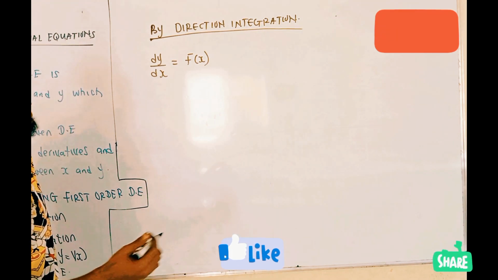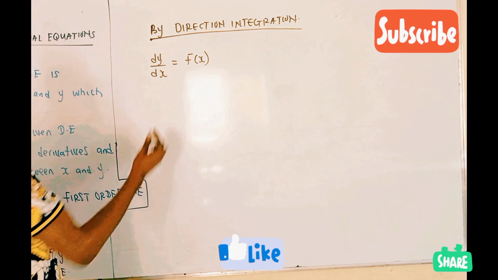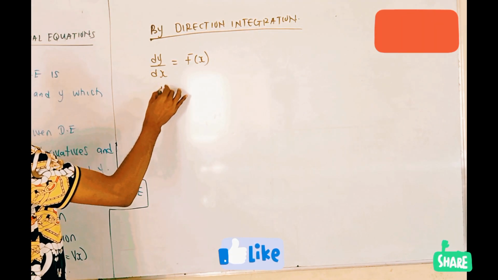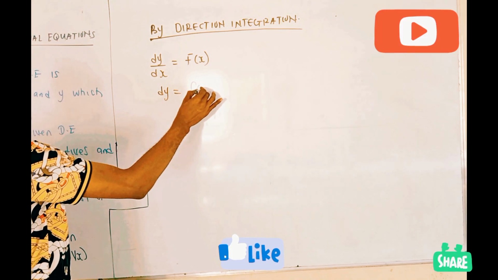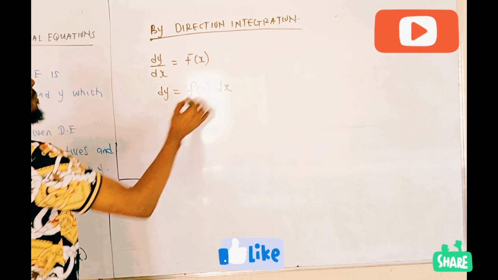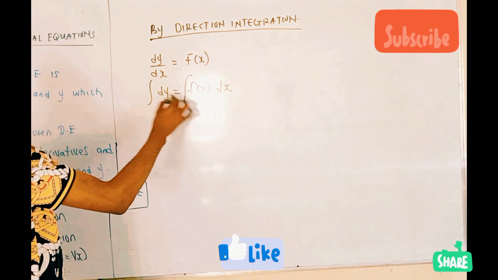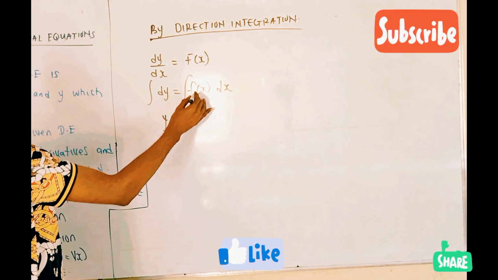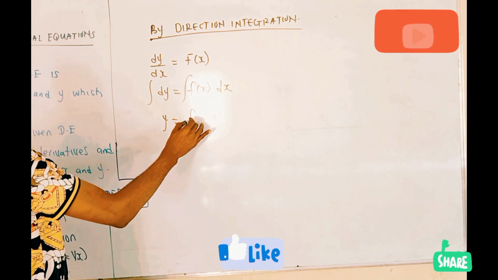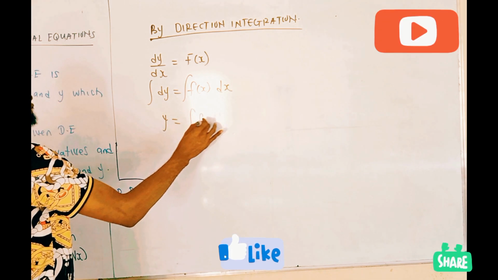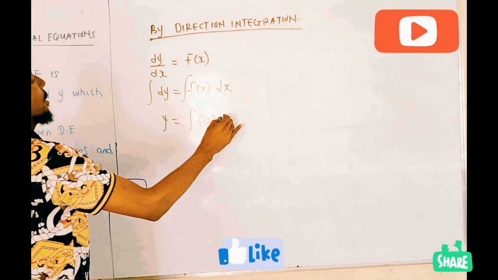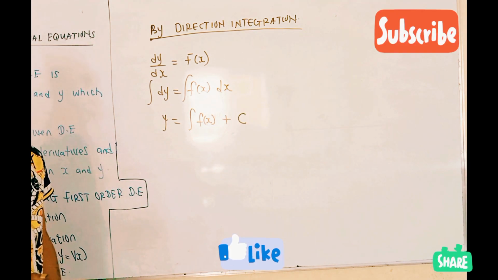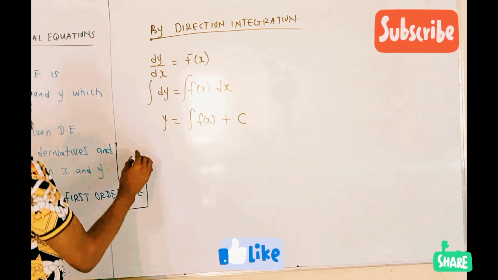Okay, what we normally do is we cross the dx to this side. We have dy equal to f of x times dx. So we now apply integration on both sides. The integral of dy is y, the integral of f of x is still the integral of f of x, then plus c, that's the arbitrary constant. So let's use a live example.